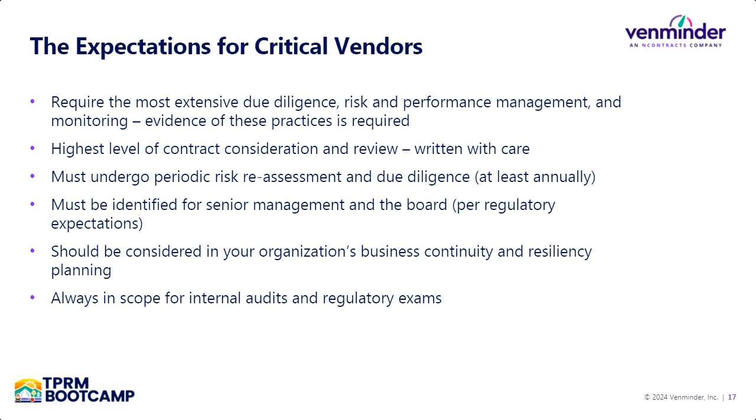Now, why it's so important to understand who's critical and who's not is because, first of all, your critical relationships, the ones that could basically shut the doors on your business, are going to need the most extensive due diligence. They're going to need the highest level of risk and performance management, and we need to always have evidence of those practices, right, to provide to our auditors and examiners. They also need the highest level of contract consideration and review. So we need to really go through those contracts with a fine-tooth comb, make sure that they're written with care.